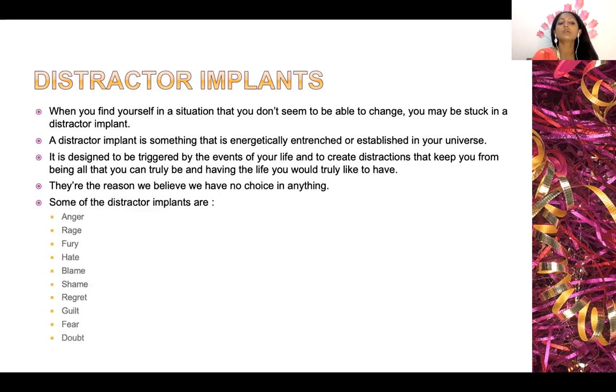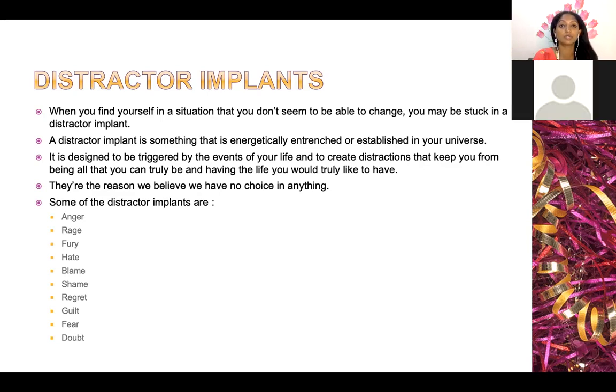Okay. Some of the distractor implants are anger, rage, fury, hate, blame, shame, regret, guilt, fear, doubt. Interesting. So these are some of the distractor implants. And as I said, this particular book has about 24 different distractor implants.